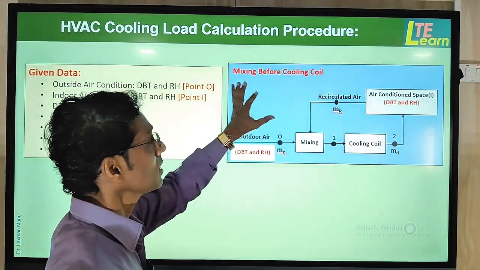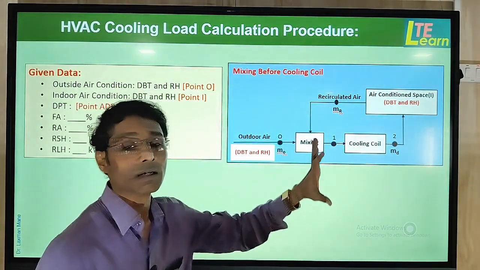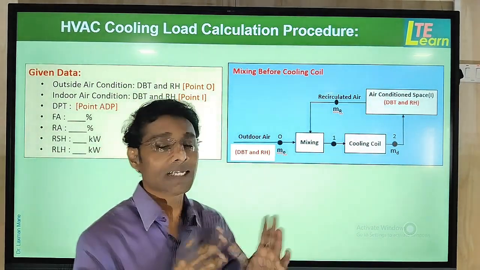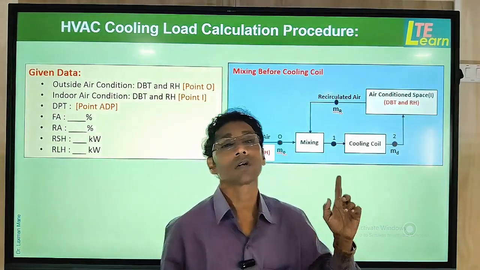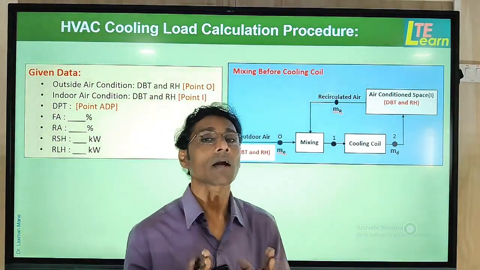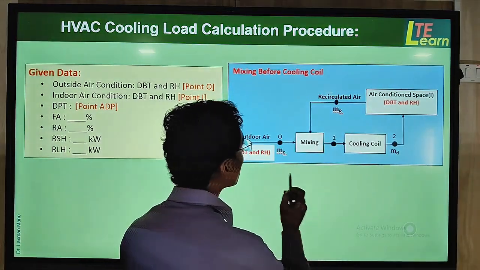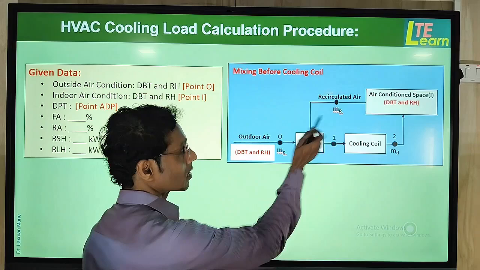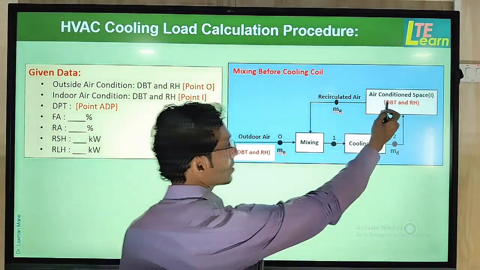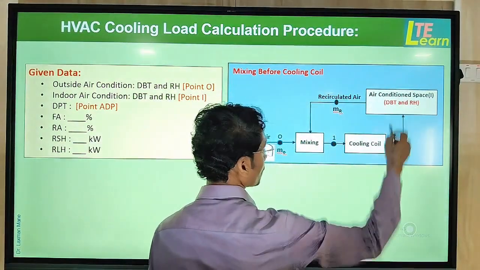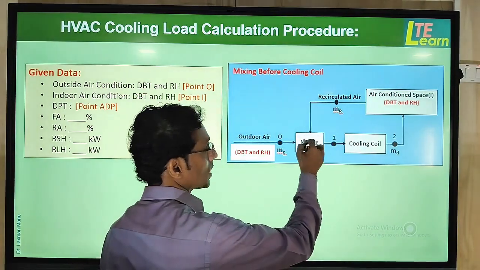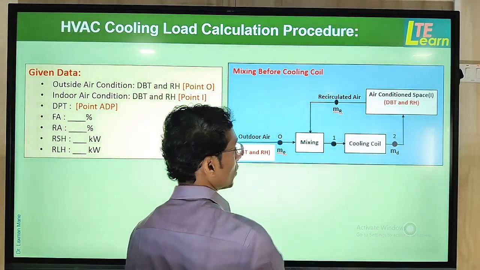Now this block diagram is of the unit that is a part of a central air conditioning system, that is called an AHU, meaning air handling unit. The air handling unit consists of a supply duct line and a return duct line. This is a wall location. This is a mixing chamber and this is a cooling coil.